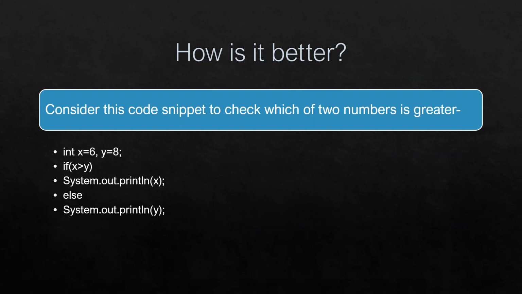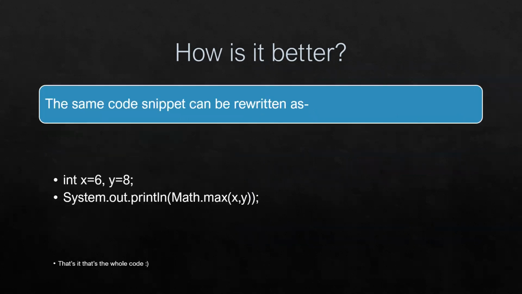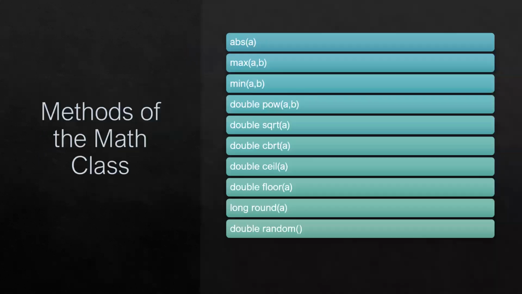So how is the Math class even better? Consider this code snippet which checks which of two numbers is greater. As you can see, it's quite obvious in the snippet that the output of this code will be 8. But if we were to write this code using the Math class, it would look something like this. As you can see, it's obviously much shorter and much easier to write, and therefore it saves more time for the programmer. So today we will be covering these methods of the Math class.